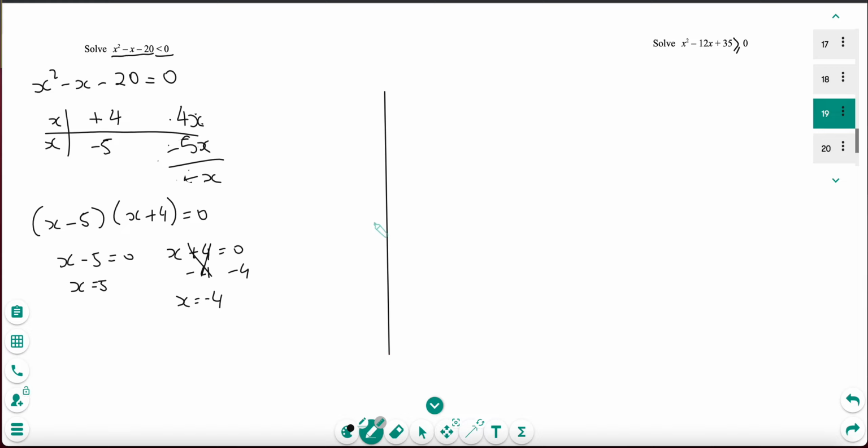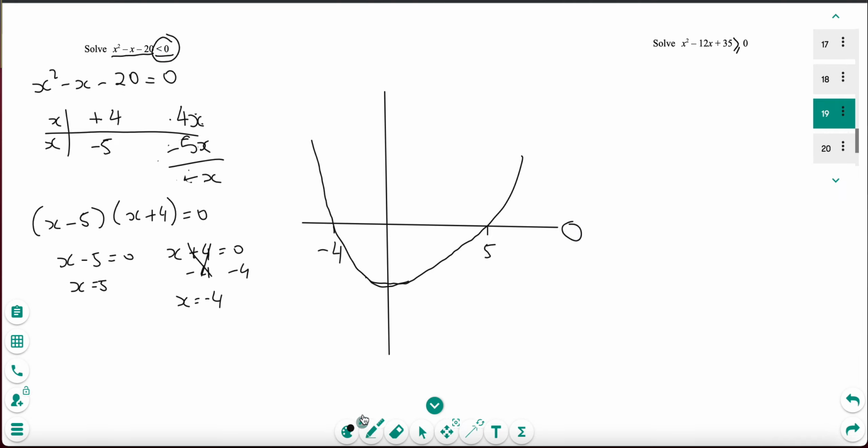Now we're going to sketch it. So we know that the x-intercepts are negative 4 and 5. So it looks like this, and it's a U-shape because it's positive x squared. Looks like that. And we're looking for x squared minus x minus 20 is less than 0. So this line is 0, and we're looking for the section less than 0, which means the section under the line.